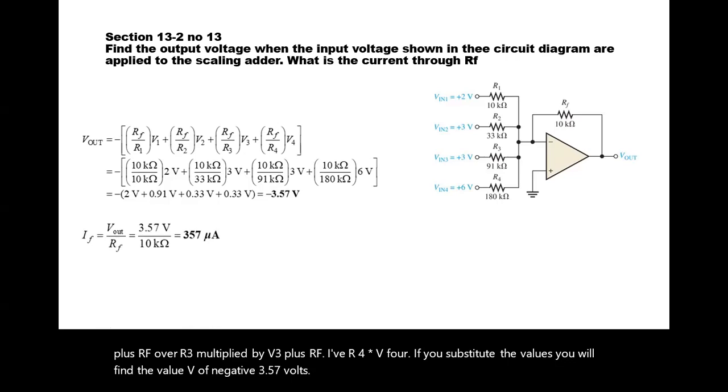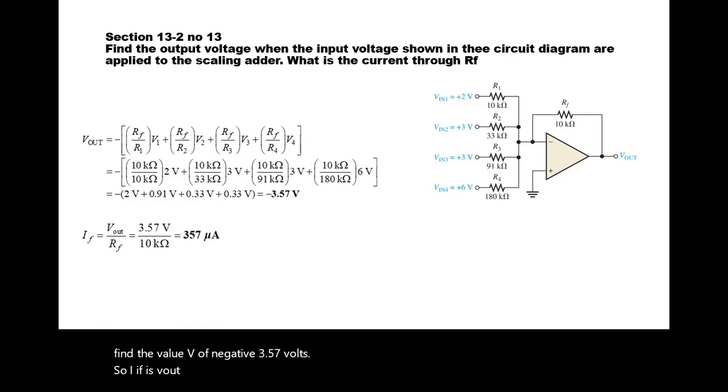So IF is V out divided by RF. So that's 3.57 divided by 10K. IF works out to 357 microamps.